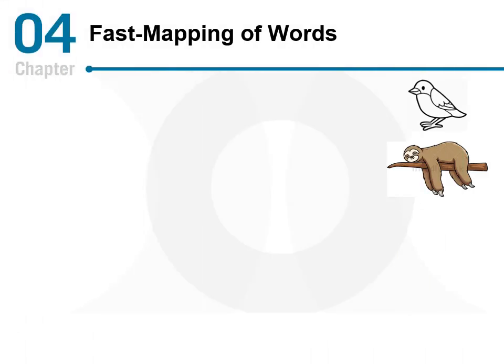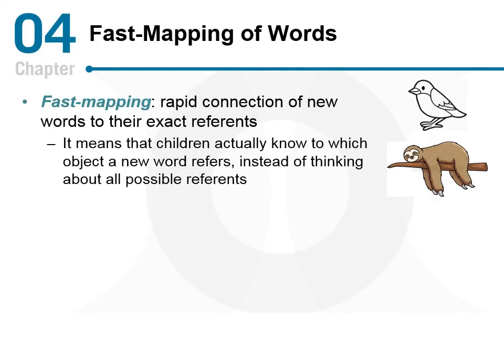Now, the last thing we're going to look at is something called fast mapping. The process of rapidly learning new words by contrasting them with familiar words is called fast mapping. This is an important tool that children often use during language acquisition. So here's a really simple example.